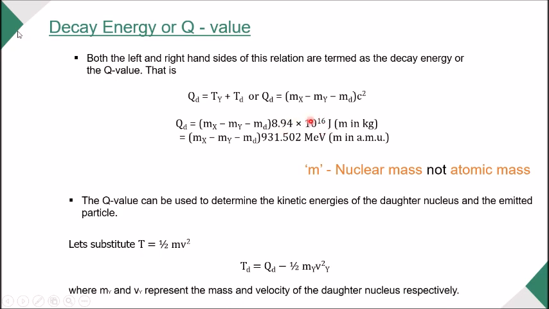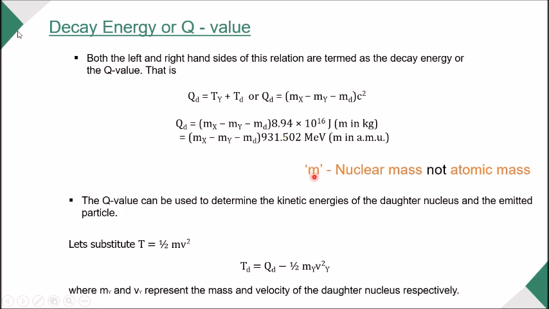So it will be in the form of joules. And if you want to represent the same in atomic mass units, that means the mass will be in atomic mass units. In the above case, the mass will be in kg. Then we can express the energy in terms of electron volts. That means (mx - my - md) times 931.502 MeV.